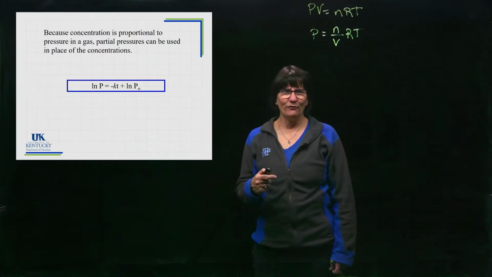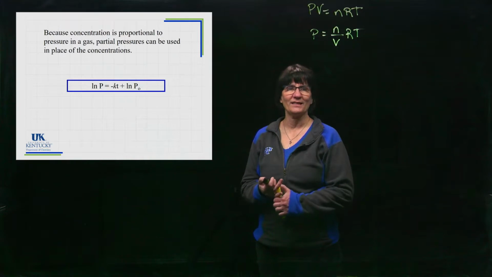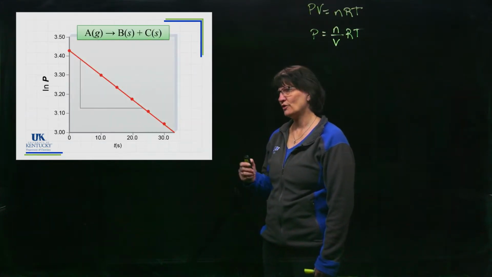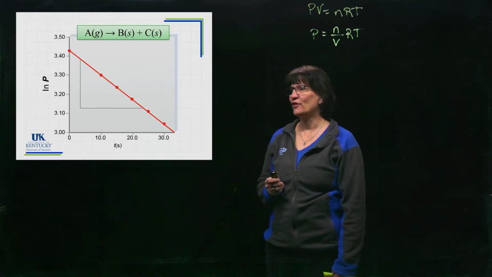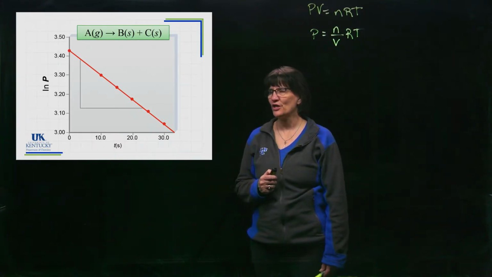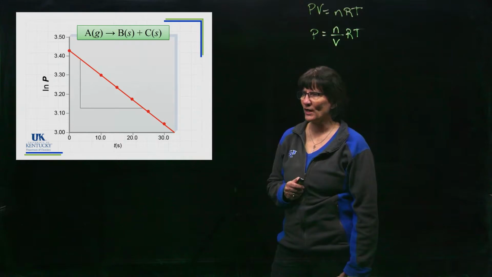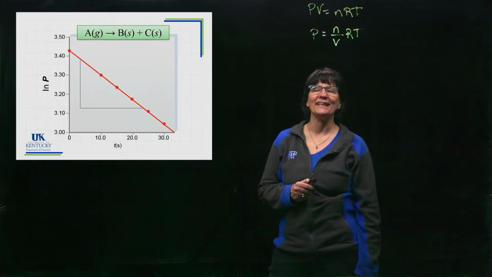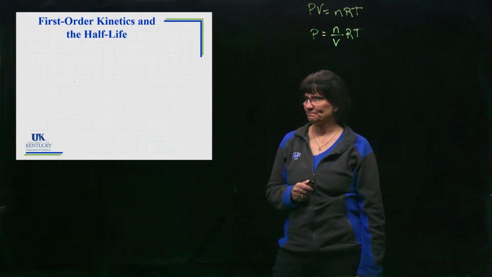This doesn't work for every order, but it works very nicely for first order. All right, so there it is. It's just a plot of natural log of pressure versus time, showing you that same straight line, showing you that you can obtain the slope of that line and get the k value from it.